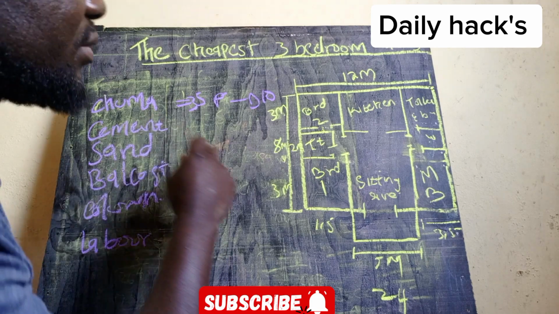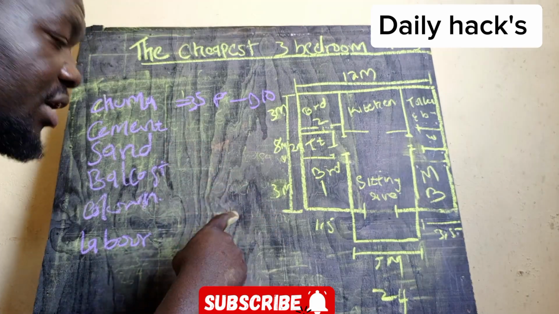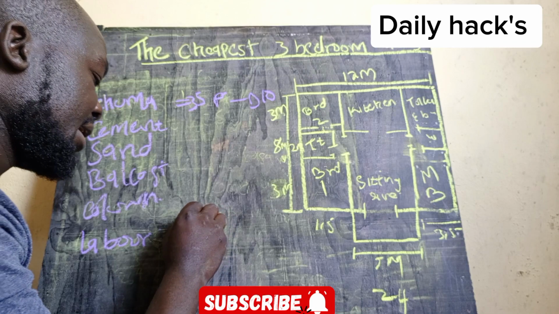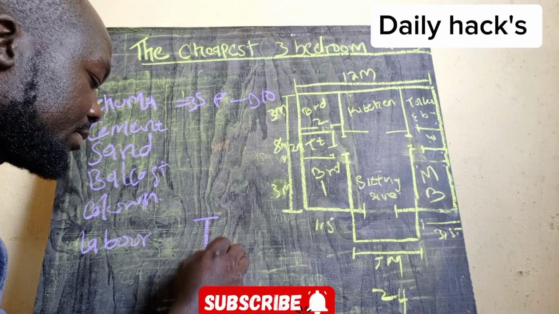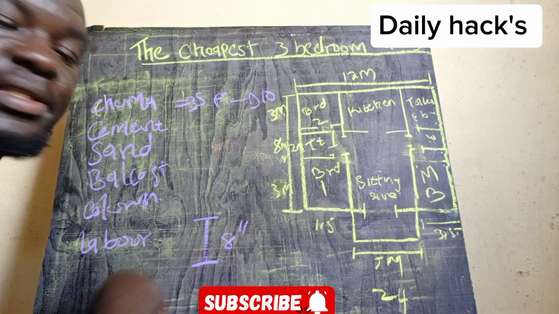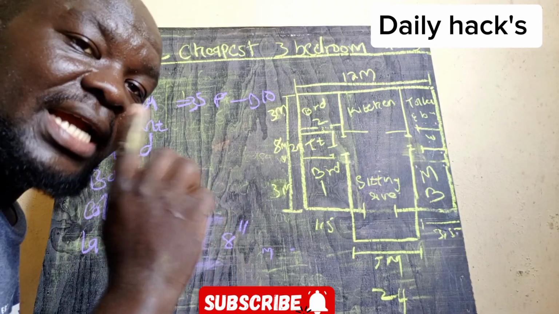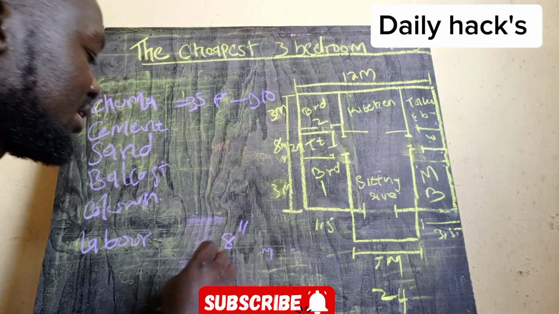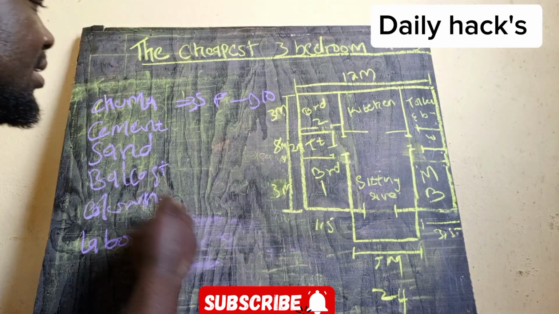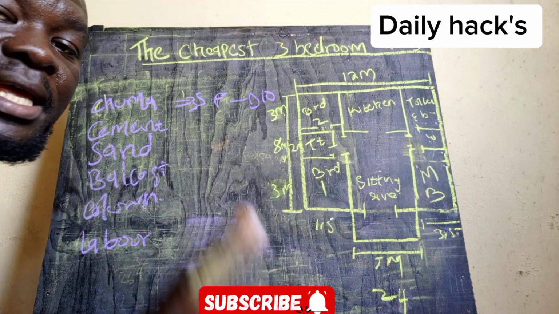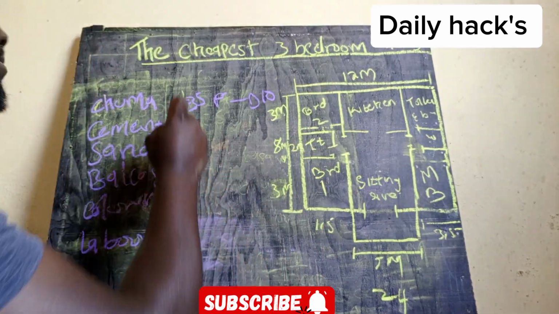So we come to cement. For the strip foundation, you do like 8 inches. Per every 1.5 meters, you will use one cement. So you will use like 60 cements.